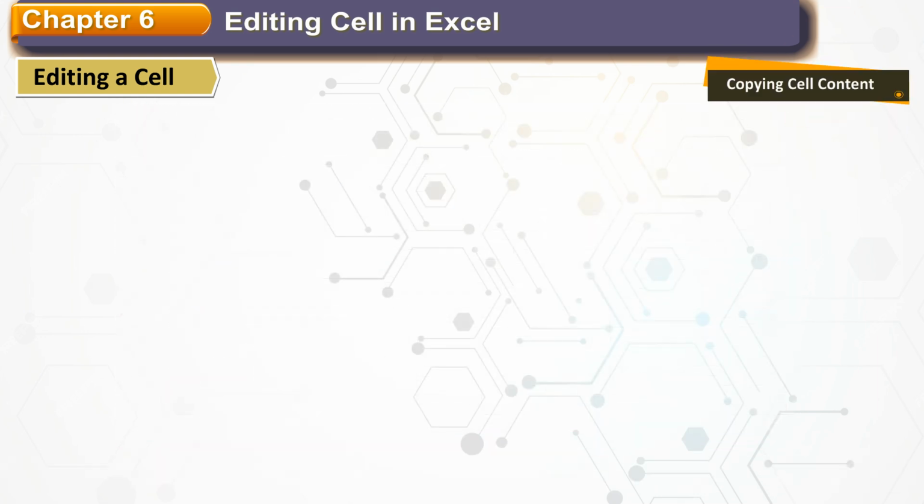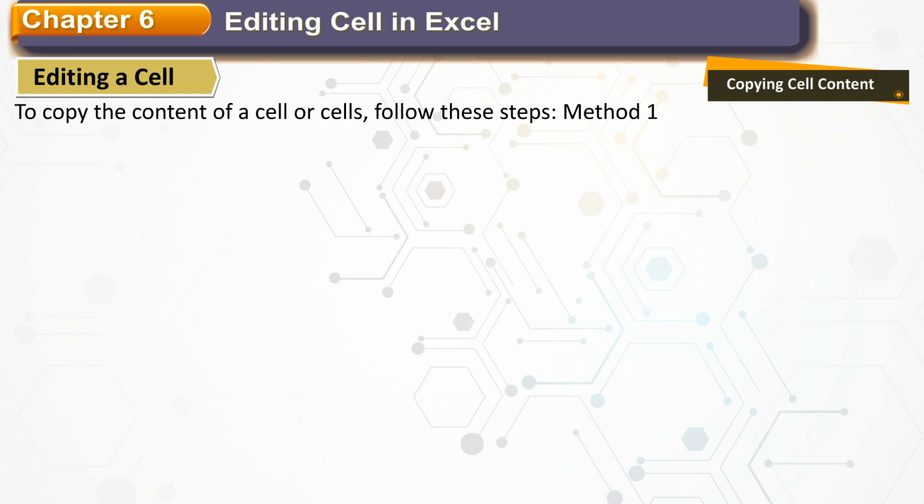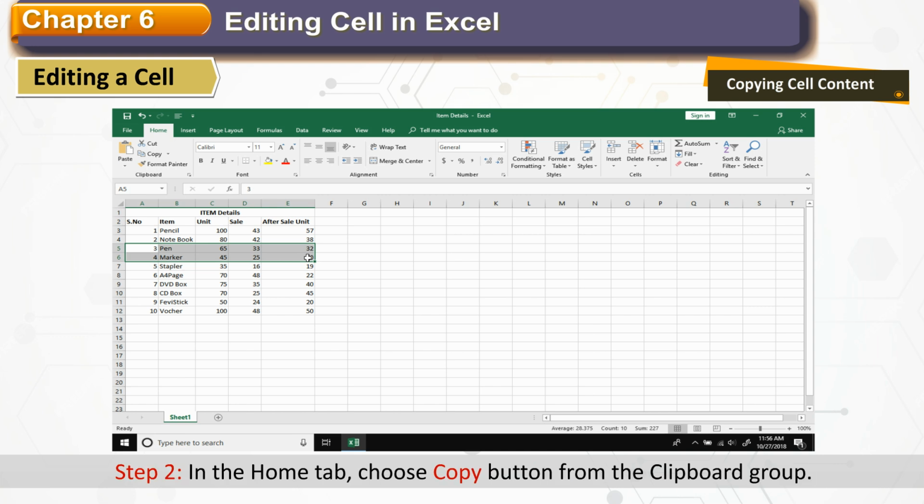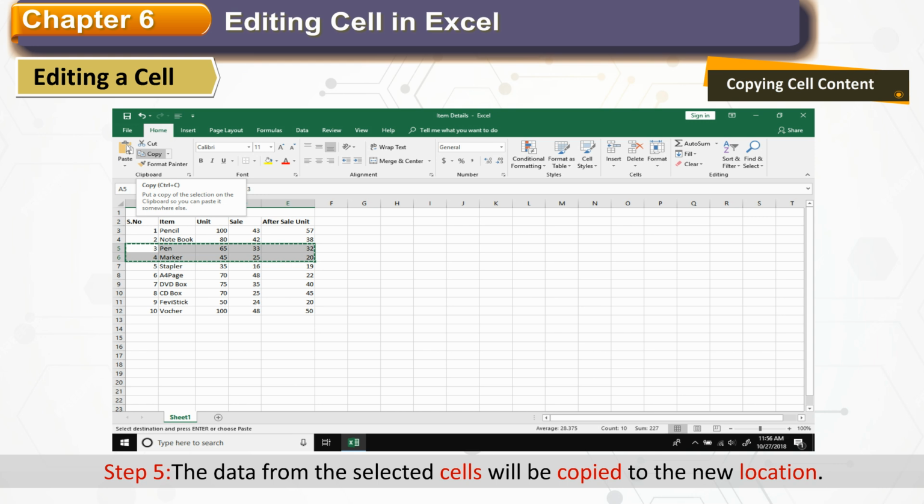Copying cell content. To copy the content of a cell or cells, follow these steps. Method 1. Step 1. Select the range of the data to be copied. Step 2. In the Home tab, choose Copy button from the clipboard group. Step 3. Click on the cell in which you want to copy your content. Step 4. Click on Paste button from the clipboard group. Step 5. The data from the selected cells will be copied to the new location.